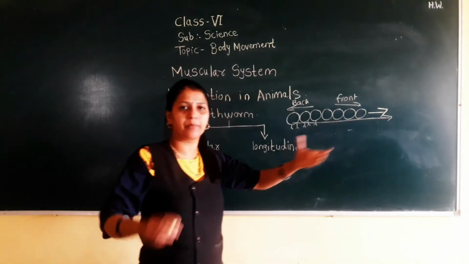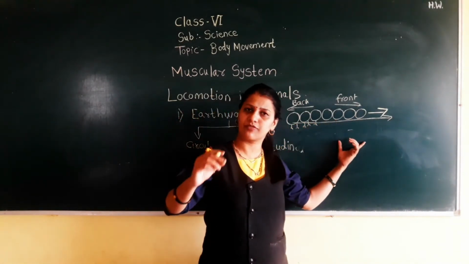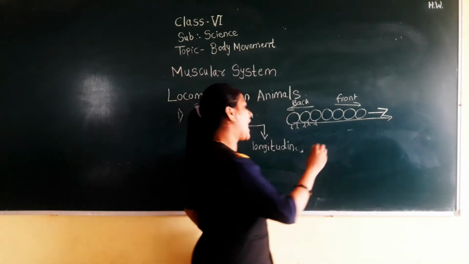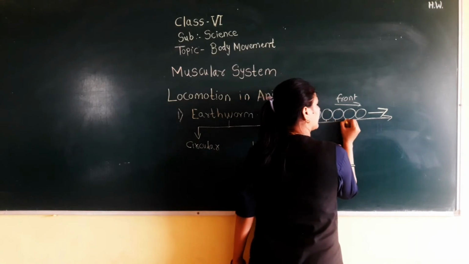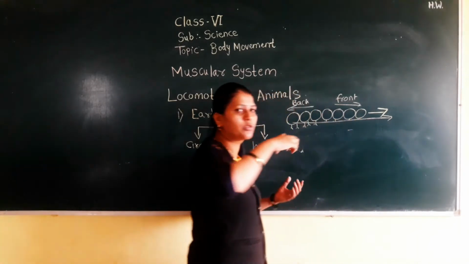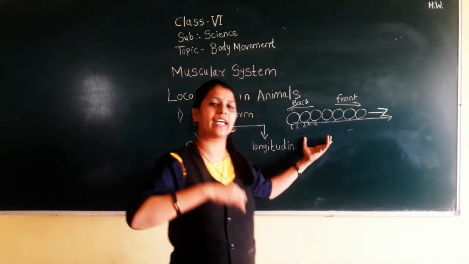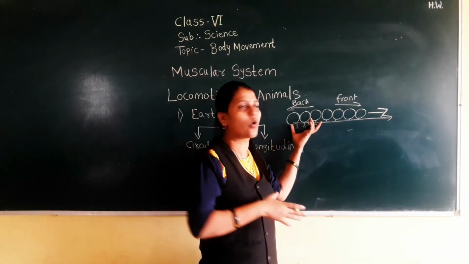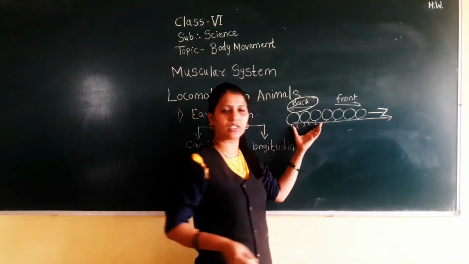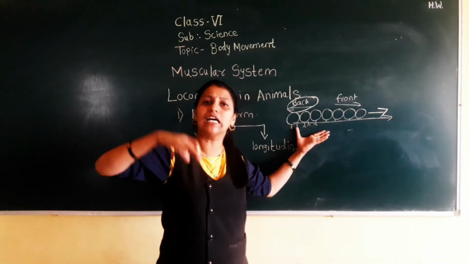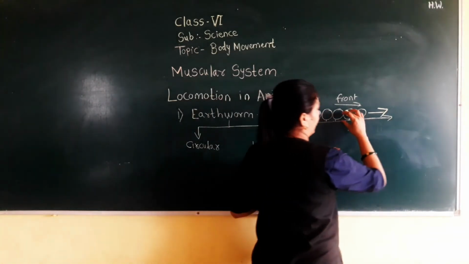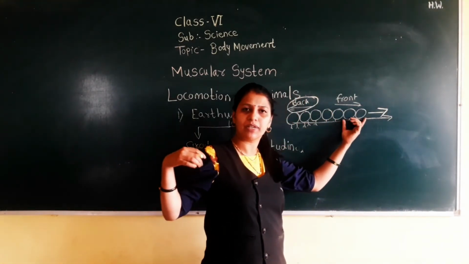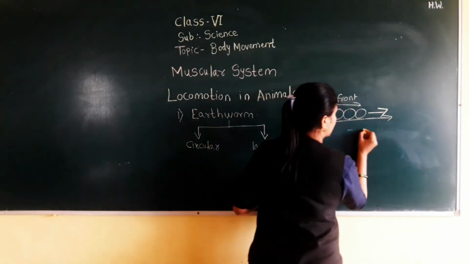The front part becomes a little bit short, and then becomes a little bit long. The bristles which are there, if they are moved, leave the ground, and the grip of the ground is held by the back part. The earthworm increases its size, and it moves a little bit ahead.